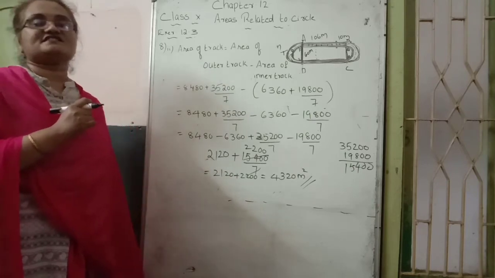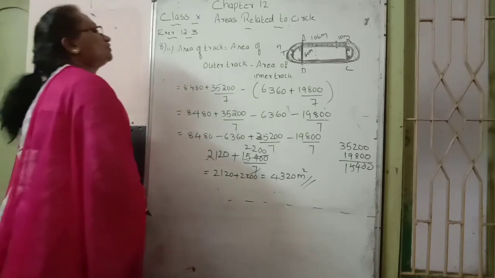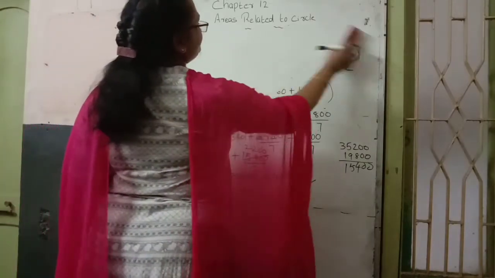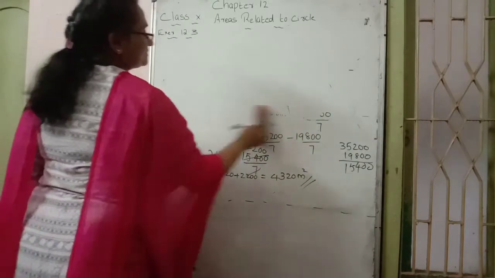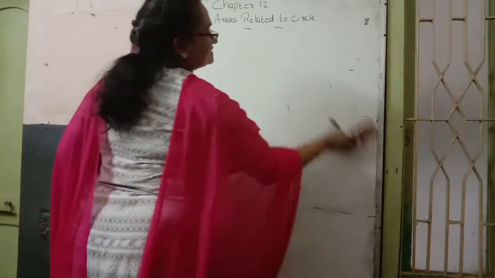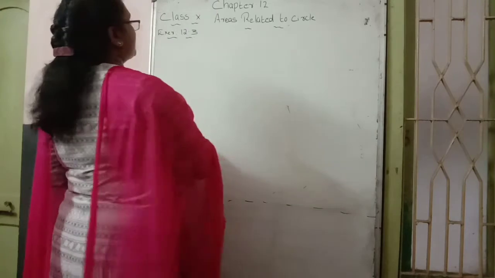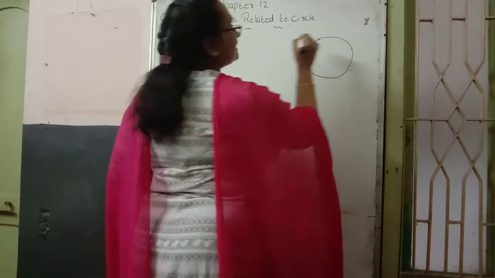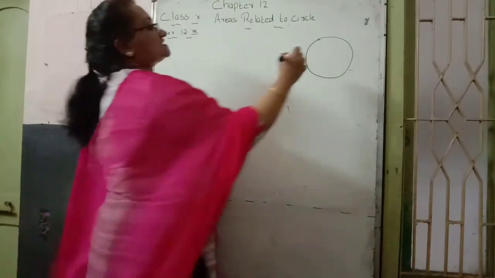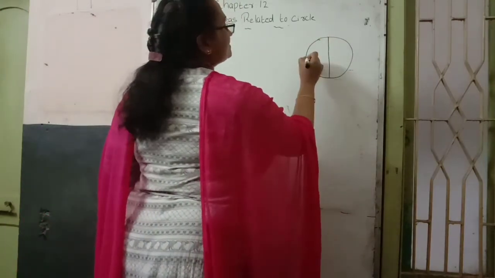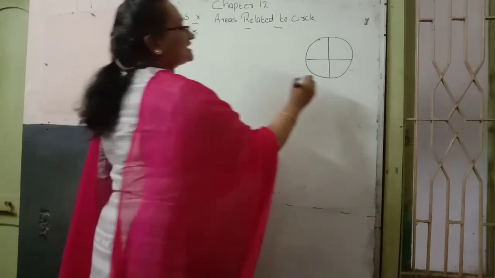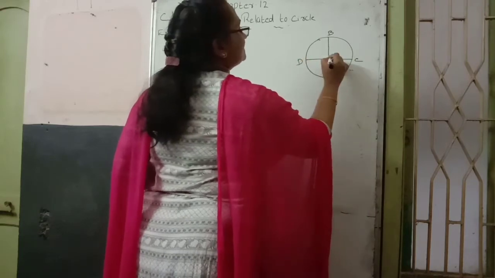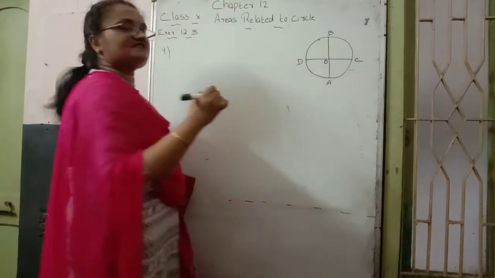I hope you can understand that question. Next we go through the 9th question. The 9th question is about a circle. The diagram is given, and a circle is there. Two diameters are given, marked as A, B and C, D, intersecting at O, the center of the circle.